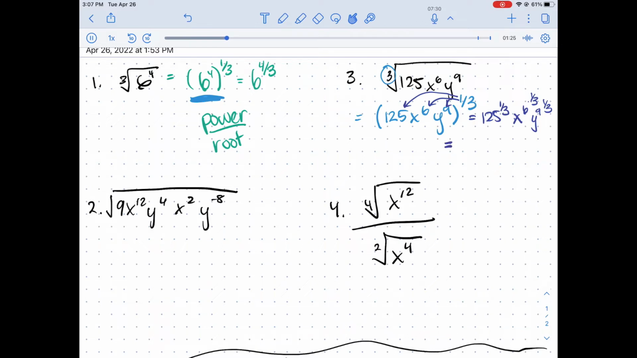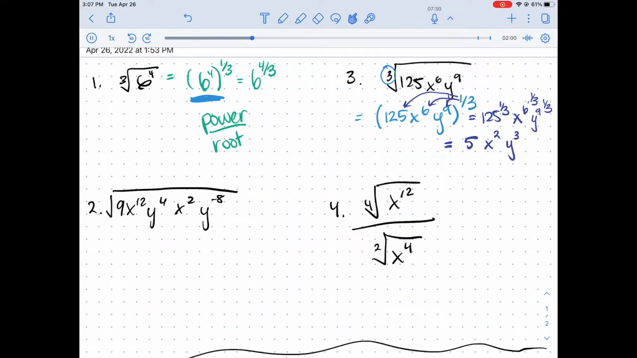Now, 125 to the 1/3 power is the cube root of 125, which should be 5. And x to the 6th to the 1/3, I multiply my powers and I get x to the 6 over 3. 6 divided by 3 is 2, so I'll have x squared. And y to the 9th to the 1/3, we multiply the powers, I get 9/3 as my power, which is just 3, so I have y to the 3rd.